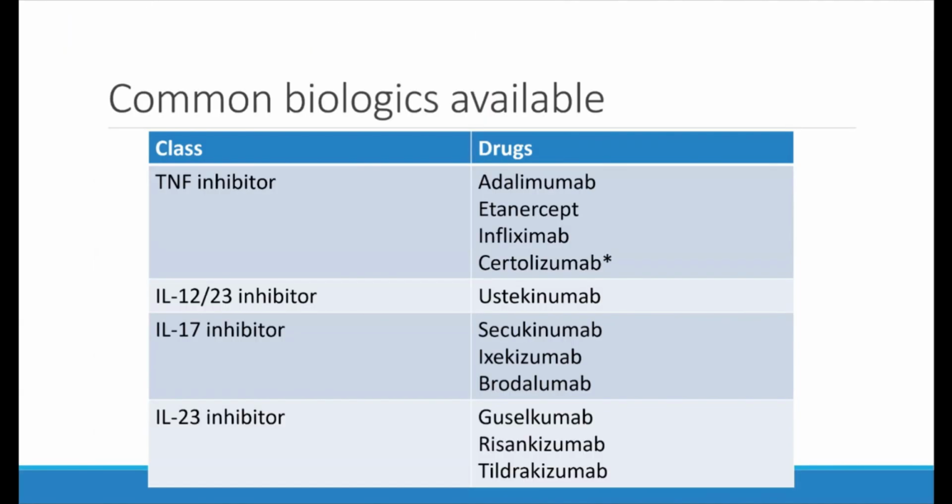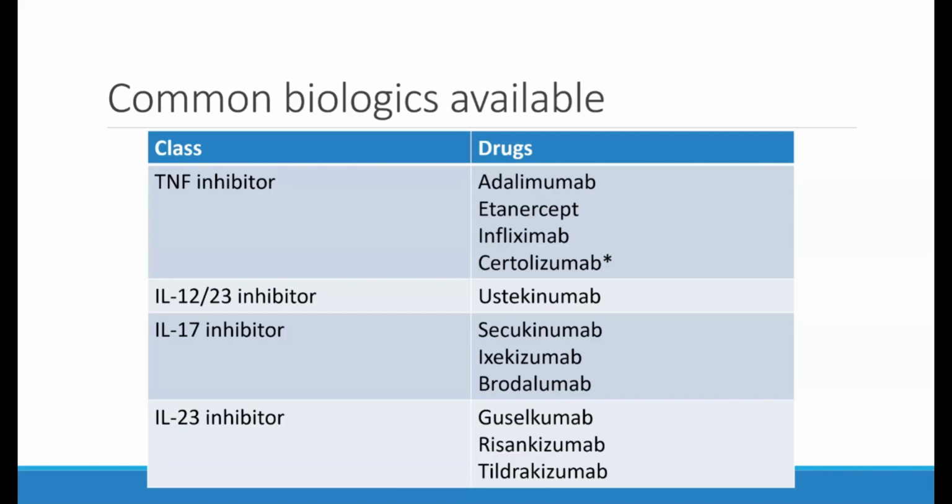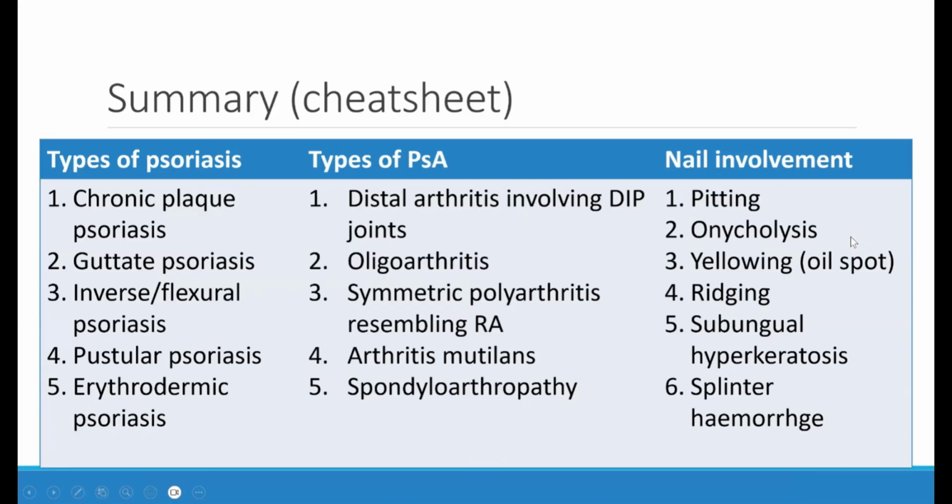Common biologics available are TNF inhibitors such as adalimumab, etanercept, infliximab, and certolizumab. Interleukin-12 and 23 inhibitor known as ustekinumab, interleukin-17 inhibitors are secukinumab, ixekizumab, and brodalumab, and interleukin-23 inhibitors such as guselkumab, risankizumab, and tildrakizumab. Of note, certolizumab can be used in pregnancy.